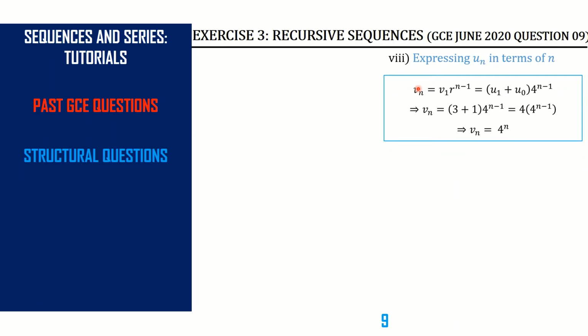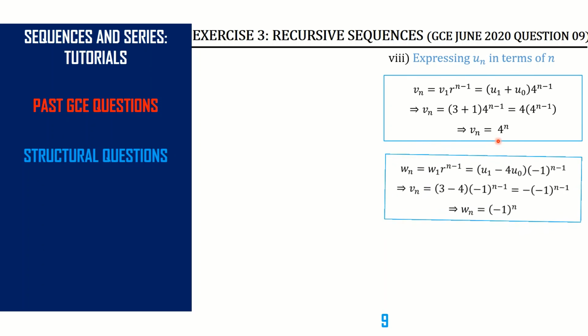So we should be very careful with the equation here. I made a typing error. So our v of n is v1 r raised to the power n minus 1. Since it was geometric, our common ratio was 4. Our first term is u1 plus u0. We just replace the values and we get it. Now our w of n is the same as the sequence t of n. So that's it. You just replace since you have the common ratio.